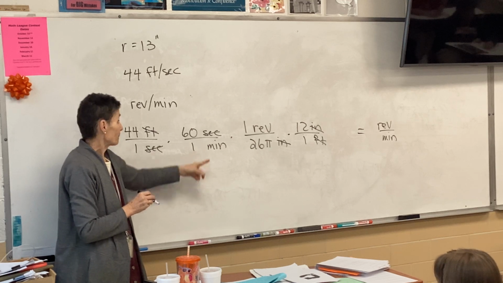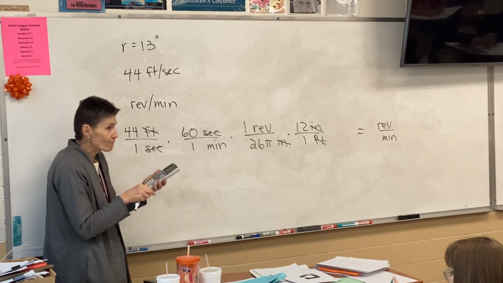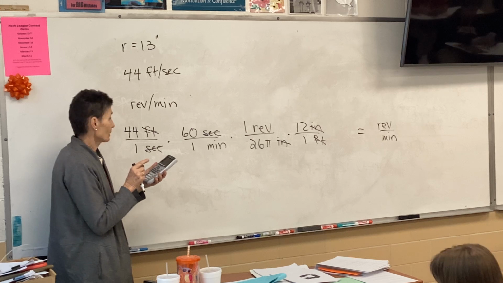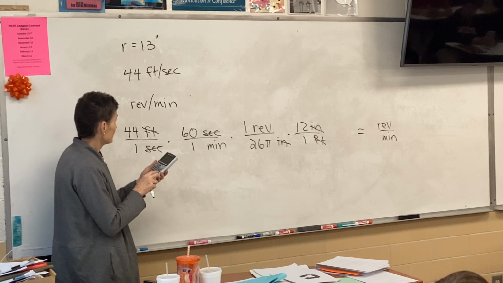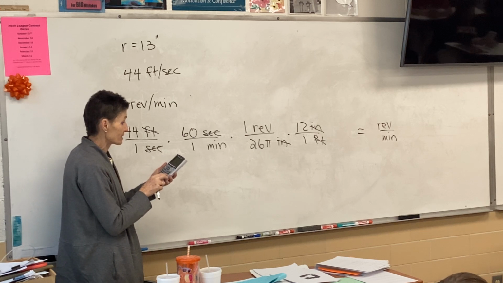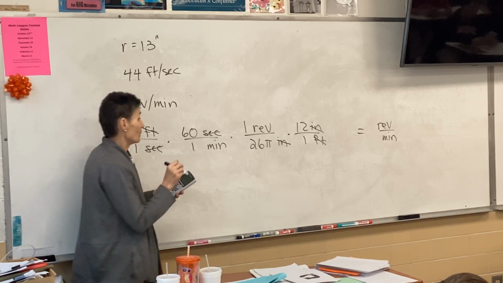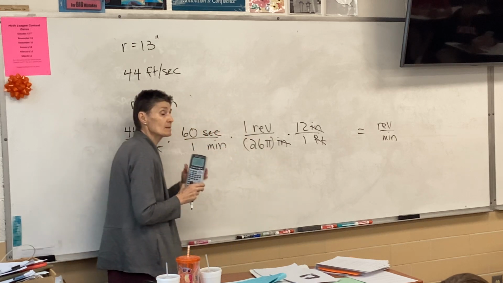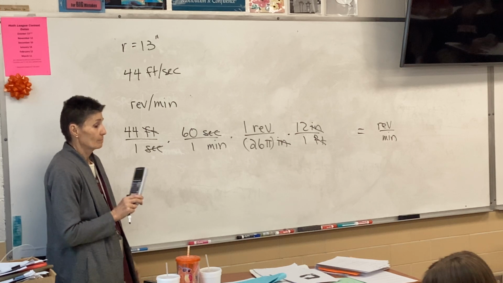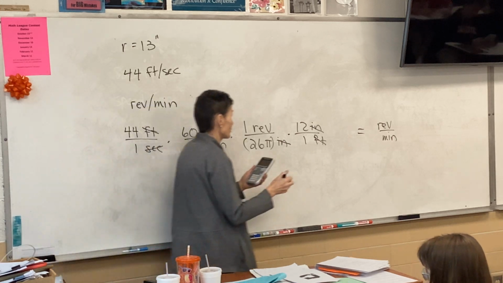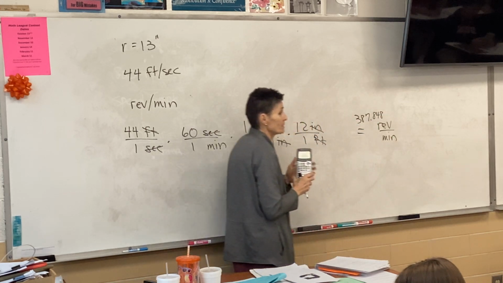Remember, you're dividing by everything in the denominator. So 44 times 60 times 12 divided by 26 pi. If you do 26 pi together, it's gotta be in parentheses. 387.8? Yep. So the answer is 387.848 revolutions per minute.